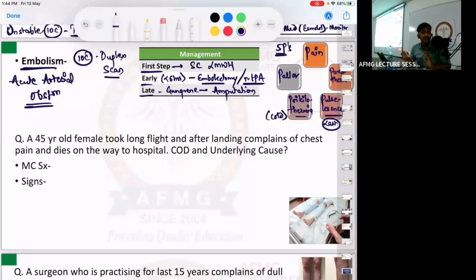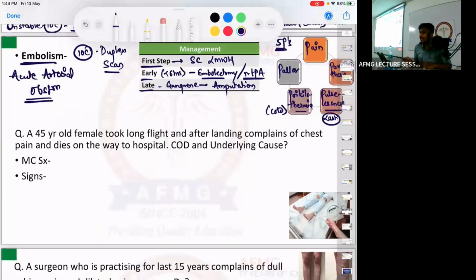Overall, the radial artery is best for palpating the pulse. We usually do not palpate the carotid. If the peripheral pulses are feeble, then we will go for the carotid artery. Okay, no issues with this, anybody? You understood the treatment, you understood the investigation of choice.